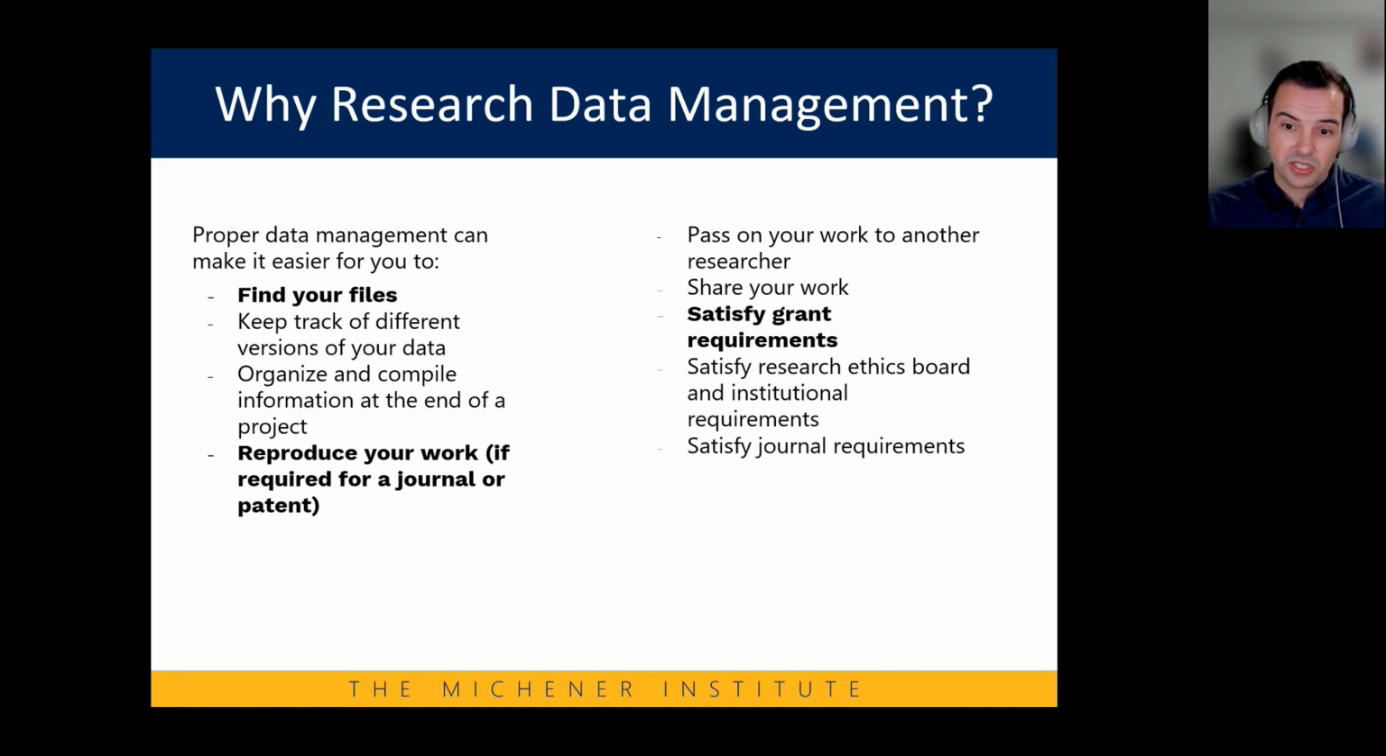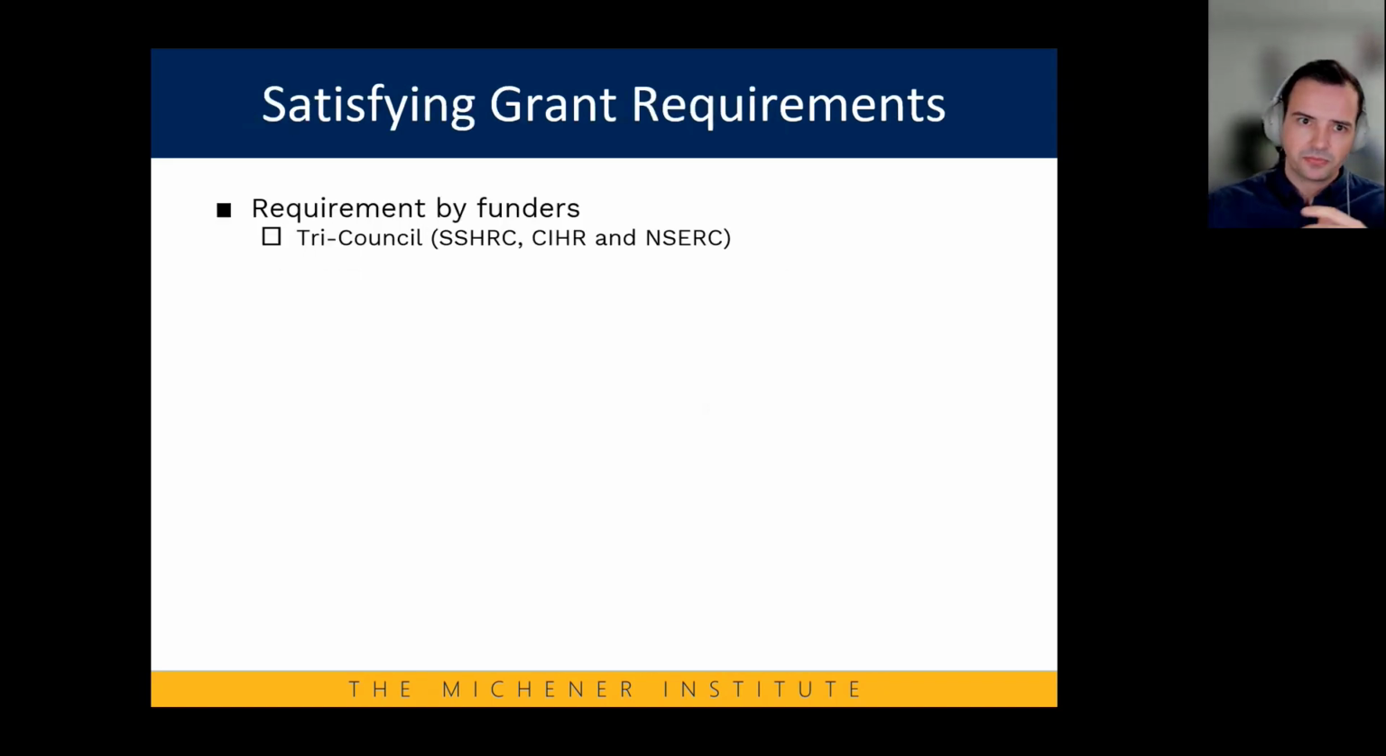Satisfy research ethics boards and institutional requirements. So this is something that if you belong to U of T, UHN, the Michener, etc., this is something that you may have to consider, as well as satisfying journal requirements. Some journals, not all journals obviously, but some journals do require you to have a plan to share your data in the event that someone asks. So these are all things that you should be keeping in mind.